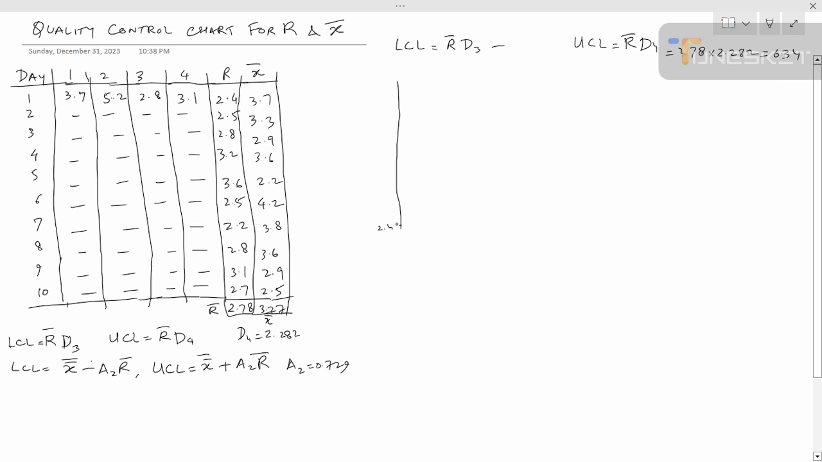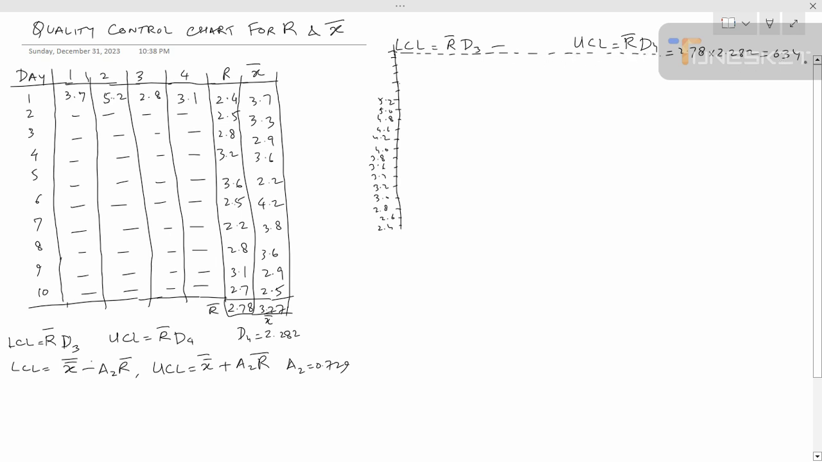So 2.4, then 2.6, 2.8, then 3.0, 3.2, 3.4, 3.6, 3.8, 4.0, 4.2, 4.6, 4.8 and 5, then 5.2, 5.4, 5.6, 5.8, 6, 6.2 and 6.4. So roughly over here we can draw the upper control limit at 6.34.